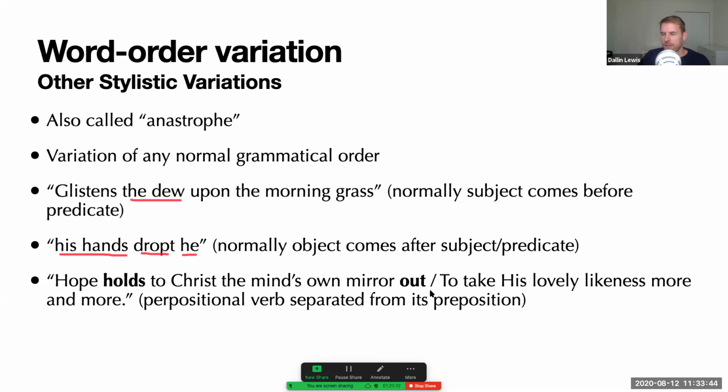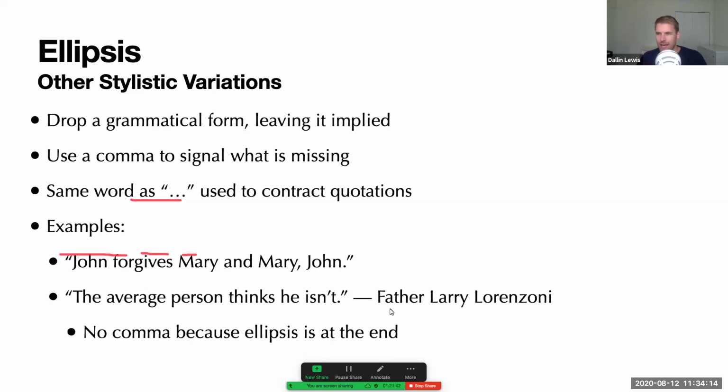This one is an interesting case from Gerard Manley Hopkins, where he's going to split a prepositional verb. Prepositional verbs, again, are verbs where you have the verb and a preposition, and they have to go together. But in this case, he's going to divide them. "Hope holds to Christ the mind's own mirror out." Normally that would be "hope holds out to Christ the mind's own mirror." But for special effect, Hopkins is going to divide that prepositional verb. So word order variation, anastrophe.